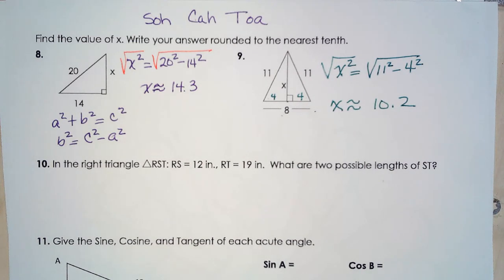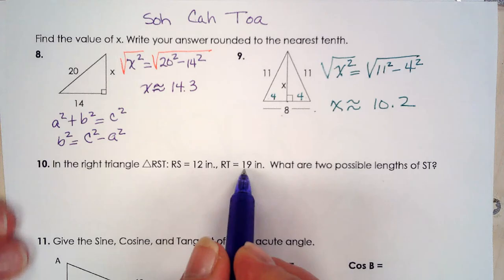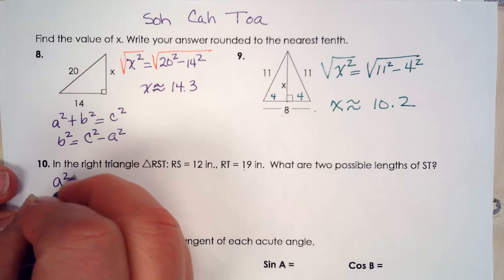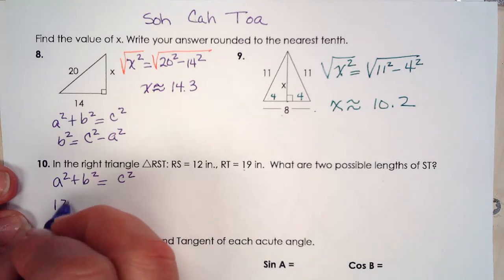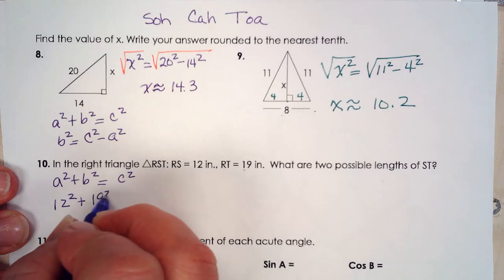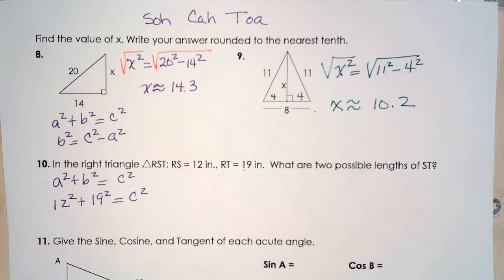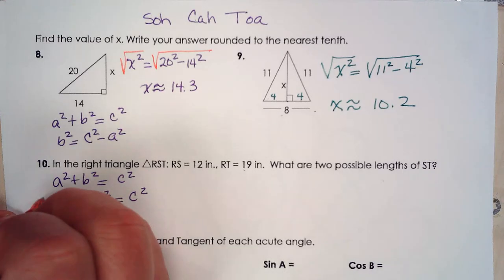Okay, for the next one, you've got a right triangle. You know two pieces. You know one leg is 12 inches, one leg is 19 inches. What is the third side? What are the two possible lengths you could have? Well, if both of these were the legs, it would be a squared plus b squared equals c squared. 12 squared plus 19 squared is equal to c squared. You would square root both sides.